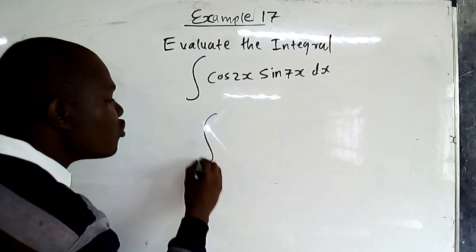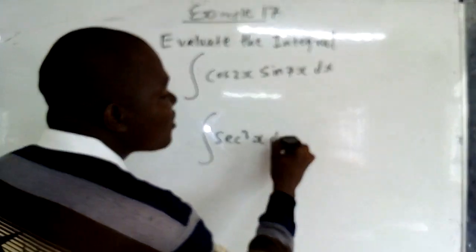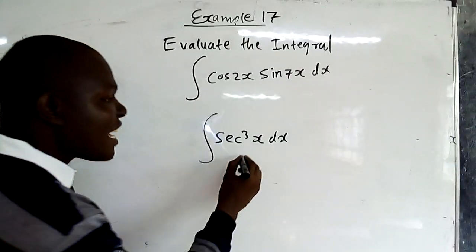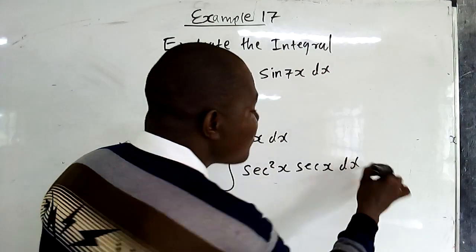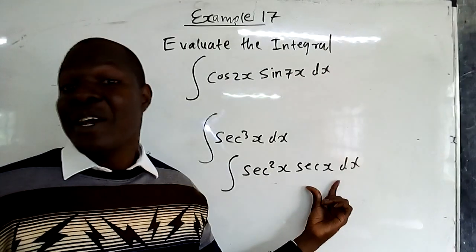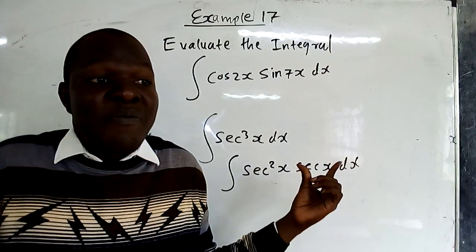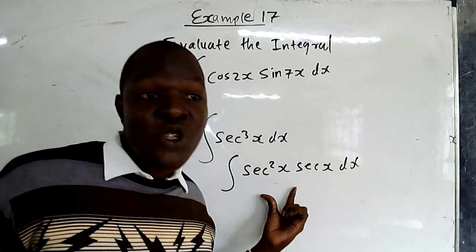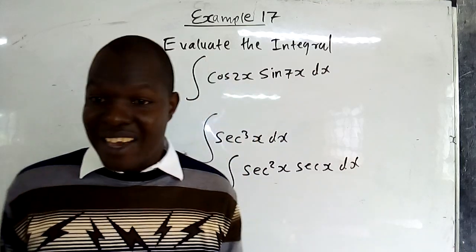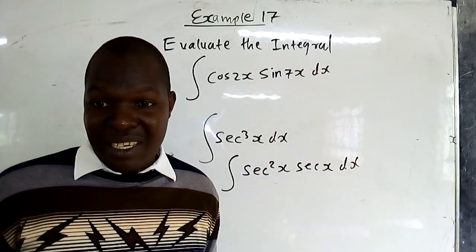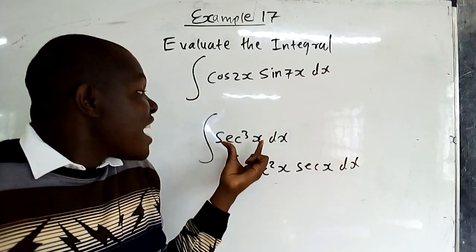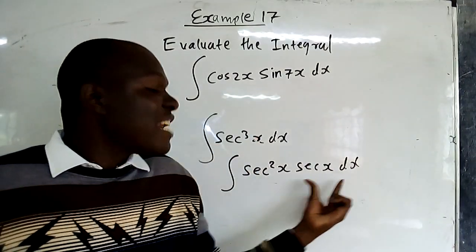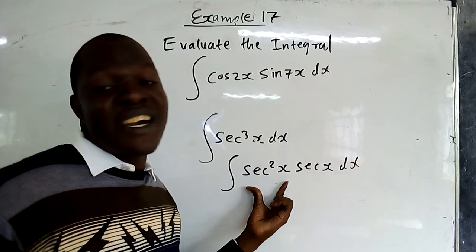Like I'm saying, you want to integrate sec cubed x dx. You can manipulate sec cubed x to be sec squared x sec x dx. Then you say this function is different from this. Meaning you can only use integration by parts when it is the same function which has been manipulated. Are you getting the concept I'm talking about? When it was just one like this, but you manipulated it to be two so that you use integration by parts.